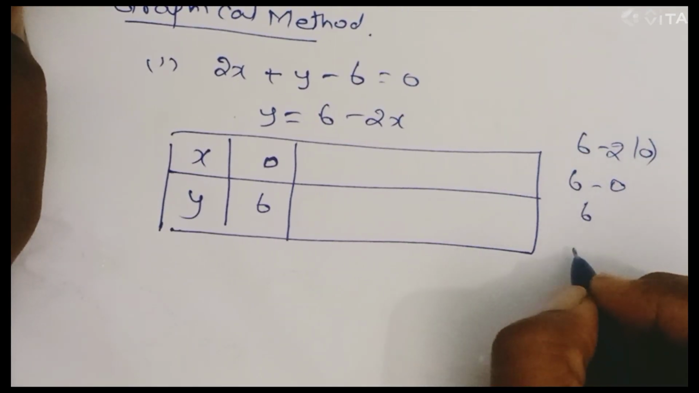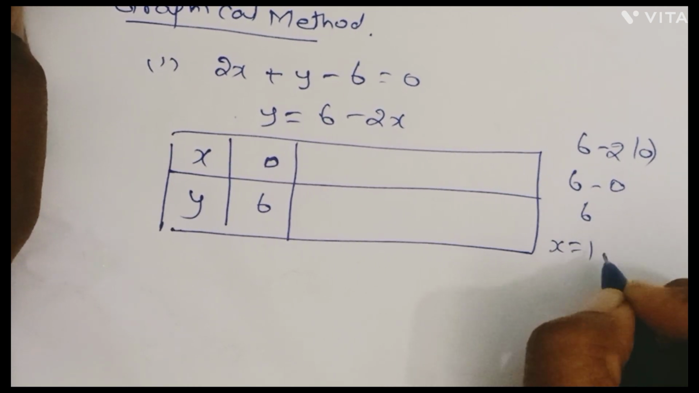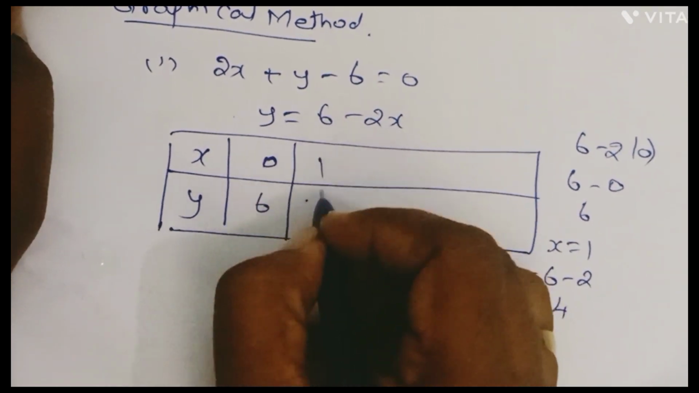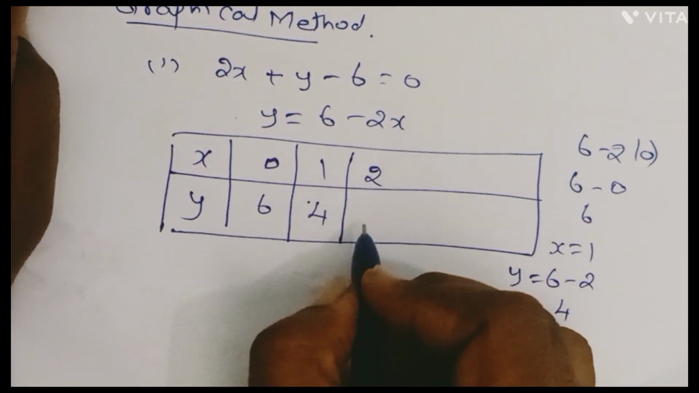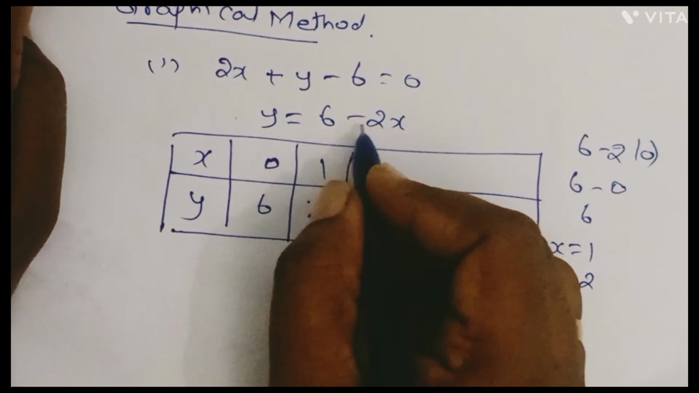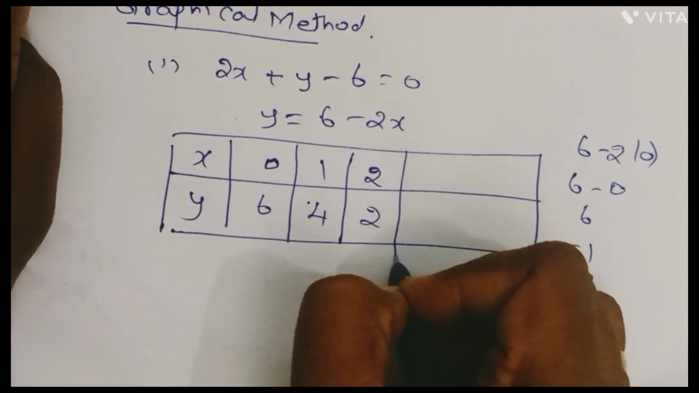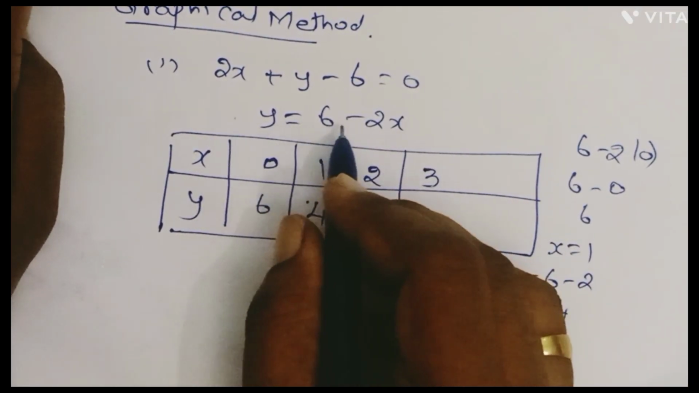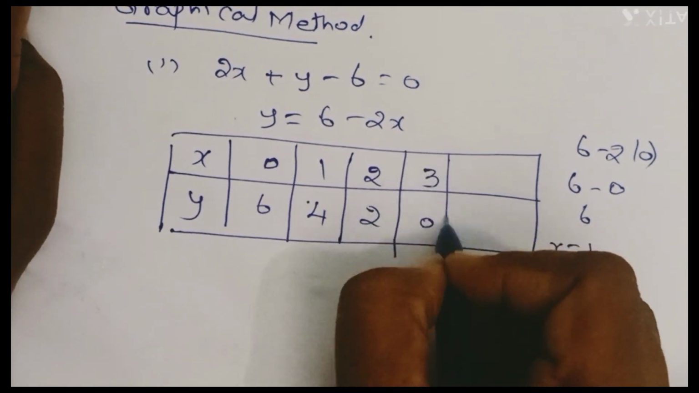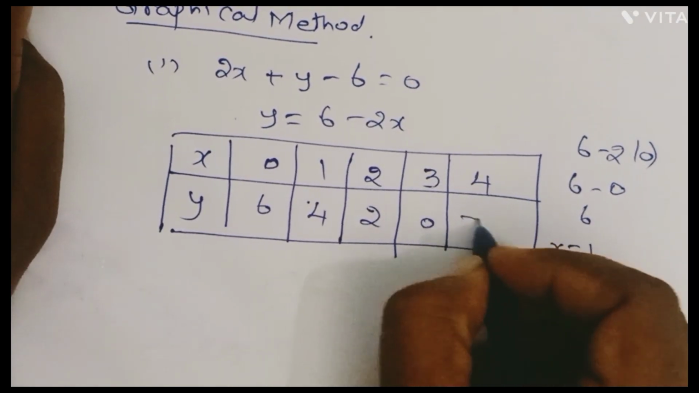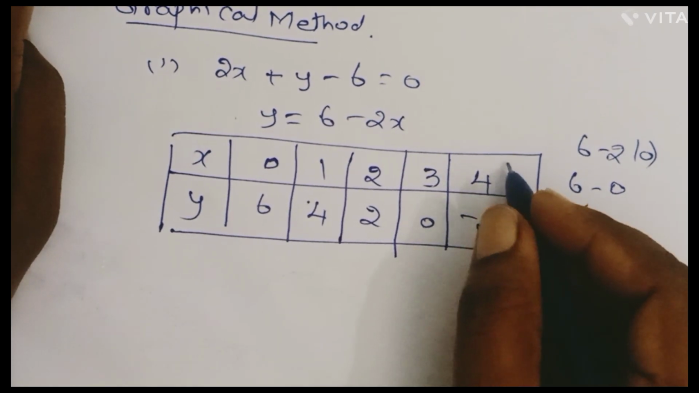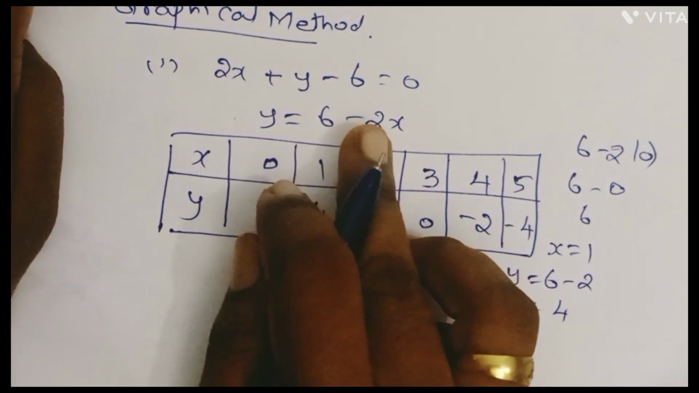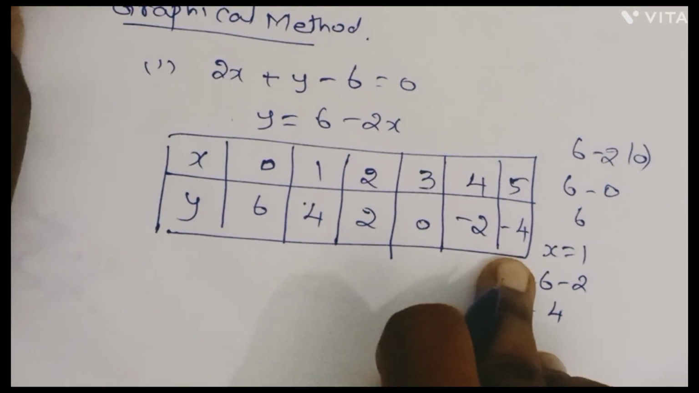When x is equal to 1, we get y is equal to 6 minus 2, 4. When x is equal to 2, 6 minus 2 twos are 4. So 6 minus 4 is 2. When x is equal to 3, then we get y is equal to 6 minus 2 threes are 6, 0. When x is equal to 4, y is equal to minus 2. When x is equal to 5, we get y is equal to minus 4 because 2 fives are 10. So it is minus 4.